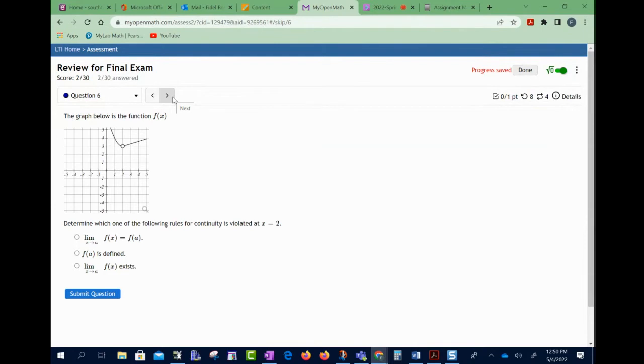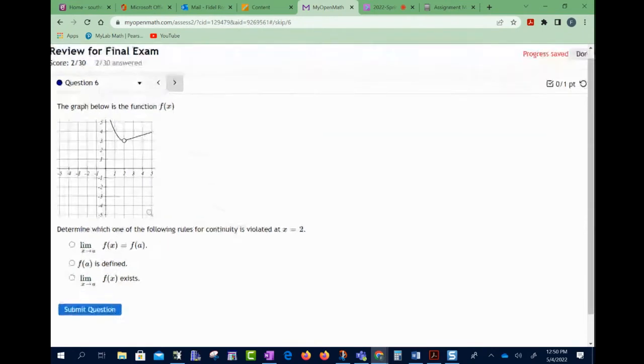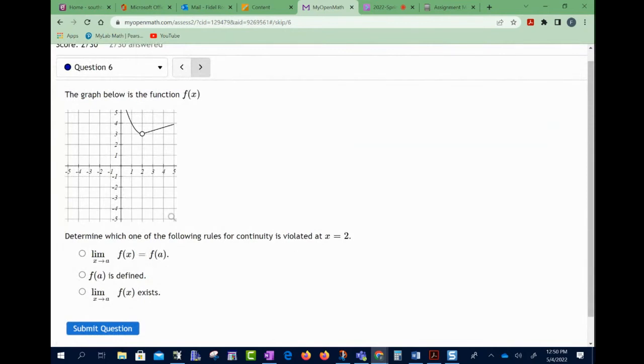Okay, so now, instead of me actually copying this one, I think I can probably just do it right here. It says, look, the graph below is the function f of x, and it says, determine which one of the following rules for continuity is violated at x equals 2. So let's take a look here. Is f of a defined? So if I were to go to 2, is the function defined at 2? No. So I'm going to say that's probably something that's violated.